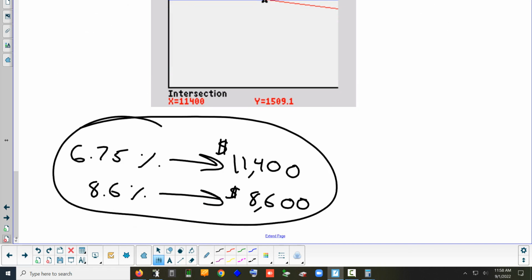Okay, questions on that? Wait, why is the second one 8,600? It's the difference between the first one and 20,000. It's what you had left over after you invested that.